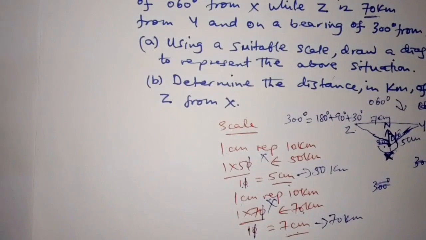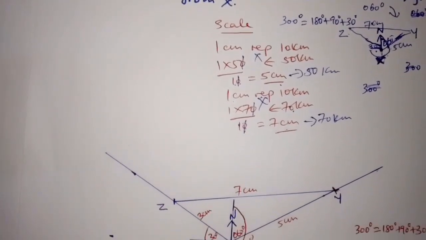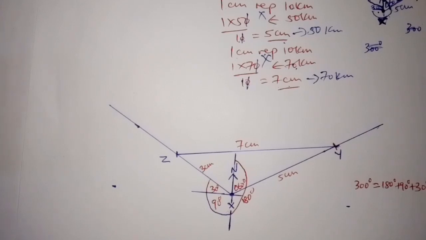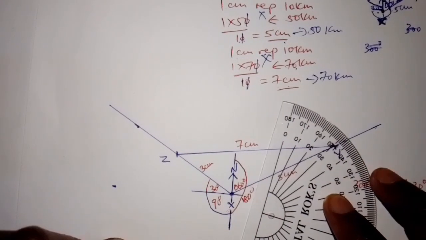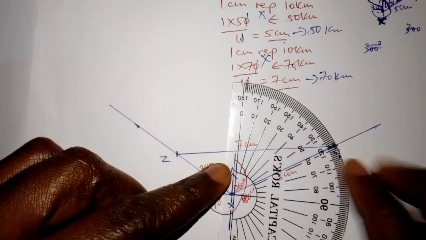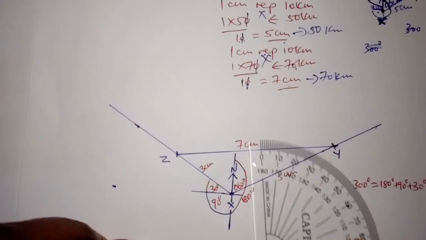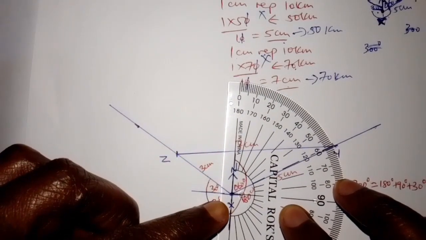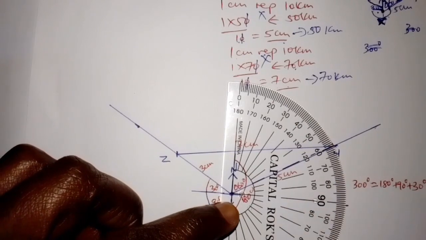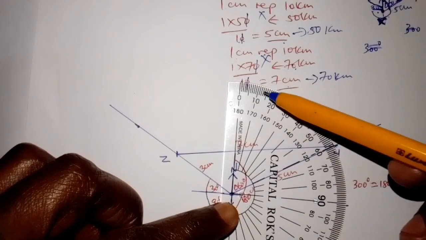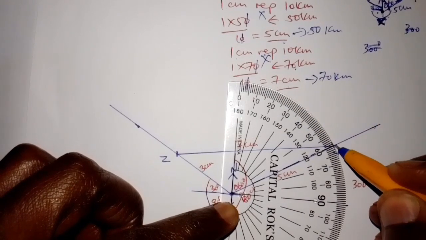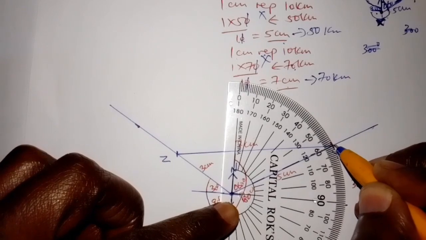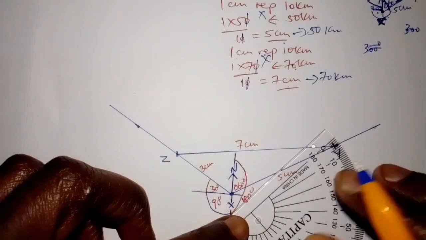So this is a rough sketch of our diagram. And we can come down here and use our protractor and our ruler. So how do we get 060 degrees? We use the protractor to get 060 degrees. So from here, 0, 10, 20, 30, 40, 50, 60 degrees is here. So we mark here. After marking here, we draw a straight line.